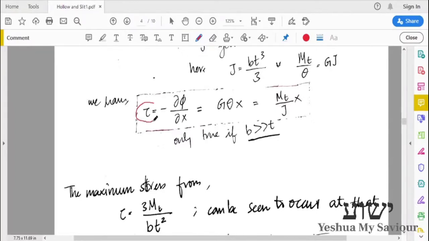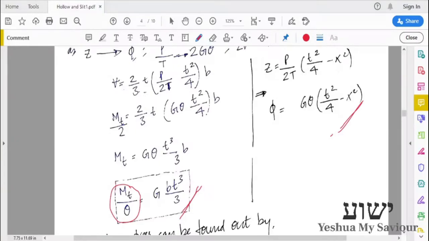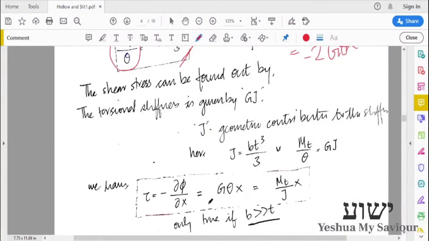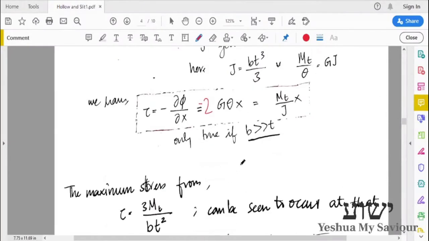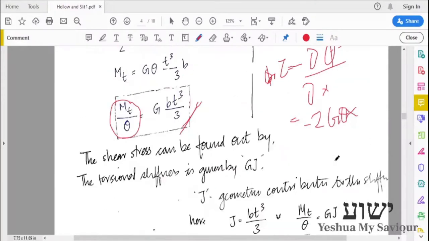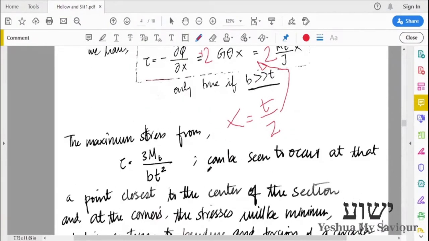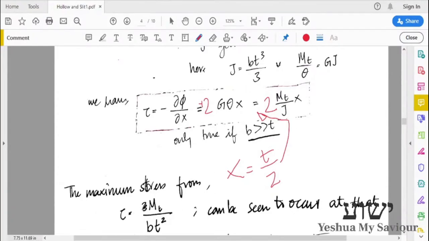The shear stress is obviously given by minus dou phi by dou x. So we can see that phi is equal to 2g theta times t square by 4 minus x square. So we have tau, the shear stress, as minus dou phi by dou x. We'll get something like minus 2g theta x. The maximum would occur at x equal to t by 2, substituting in this equation. So the maximum stress occurs at tau equal to 3 mt by b t square.